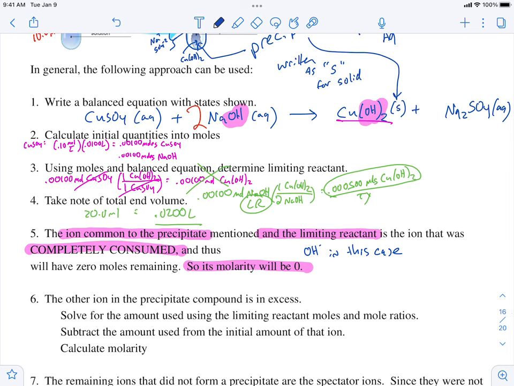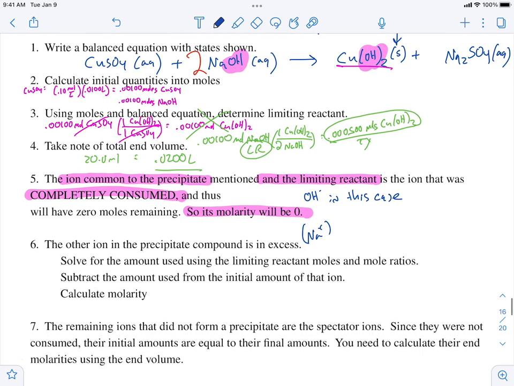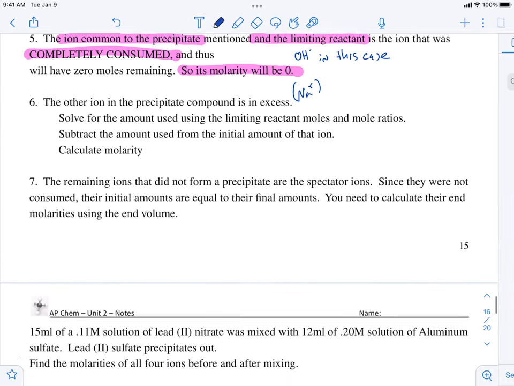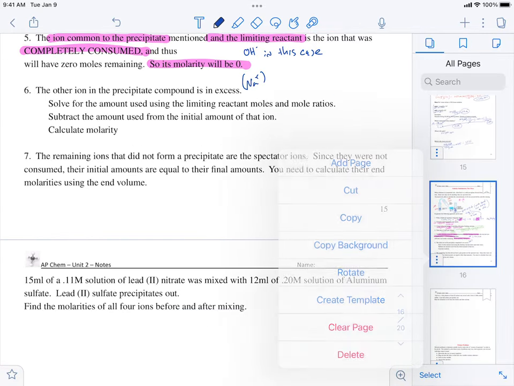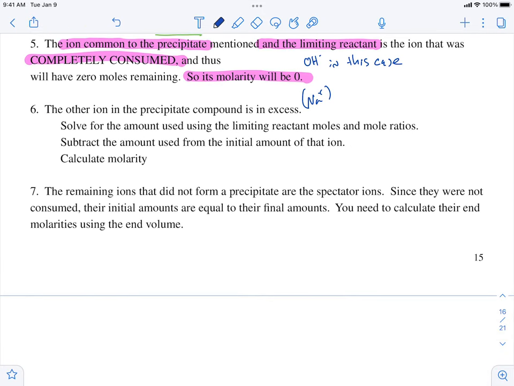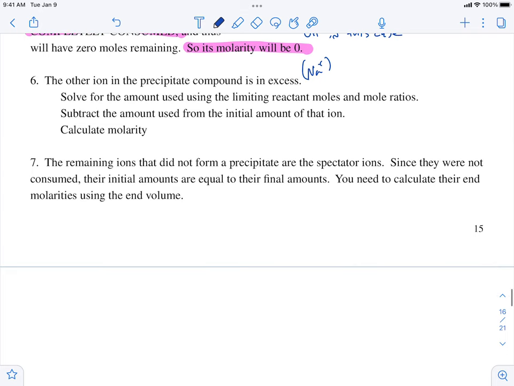The other ion is found in excess, which here is going to be the sodium ion. So I'm going to add another page here, just so we have more room to work. I'm going to finish this problem here where I have more space. What we're going to do is solve for the amount used.